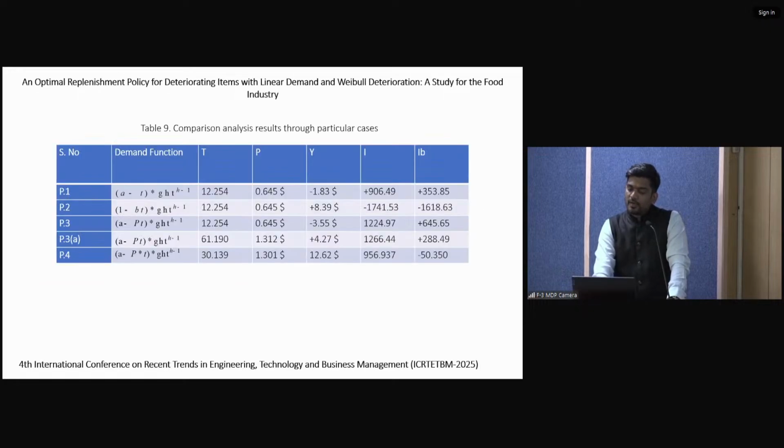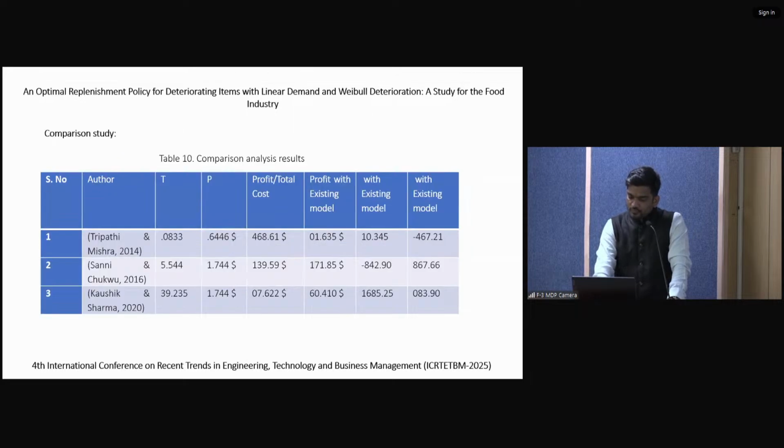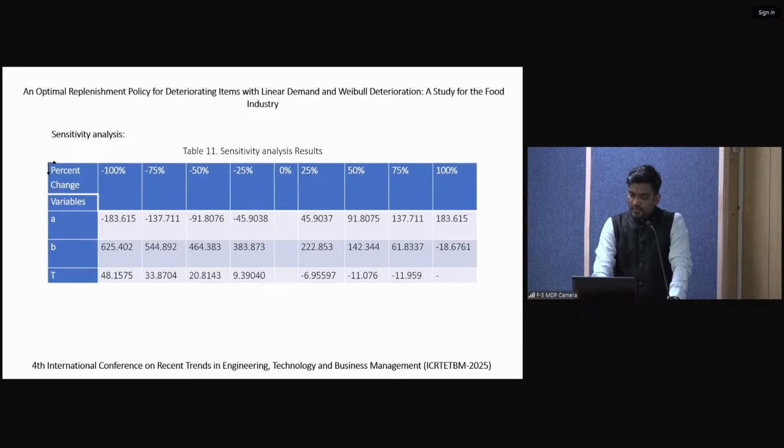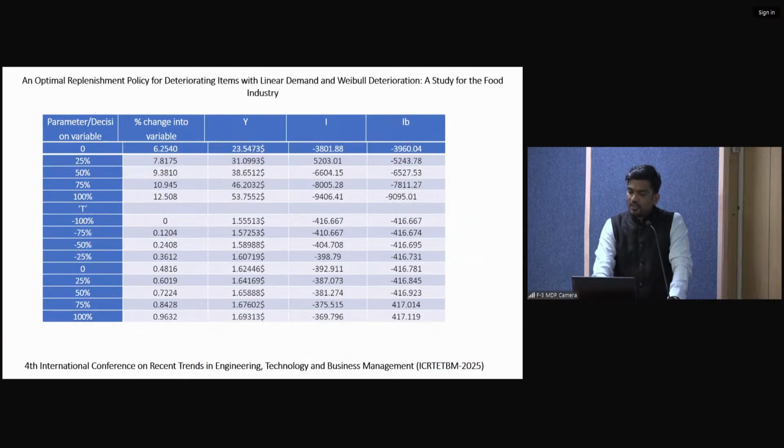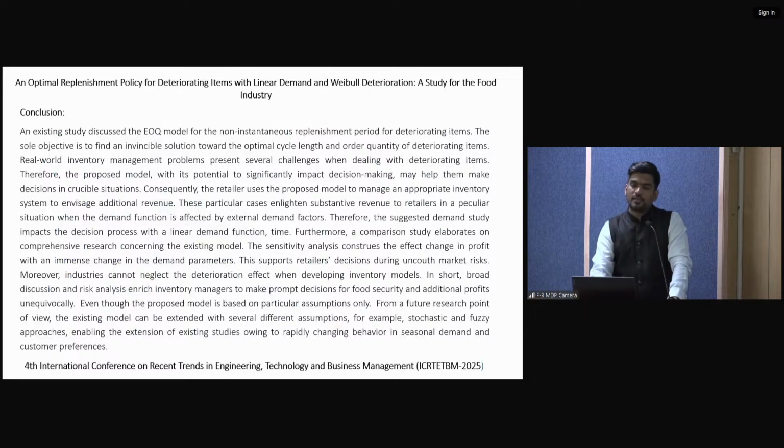And this is a simple comparison. We're getting additional profit, and I compared with a lot of the researchers. And this is sensitivity analysis, and sensitivity analysis helps researchers overcome risk scenarios in the future. And this is the conclusion, that the per unit additional profit can be gained from that.